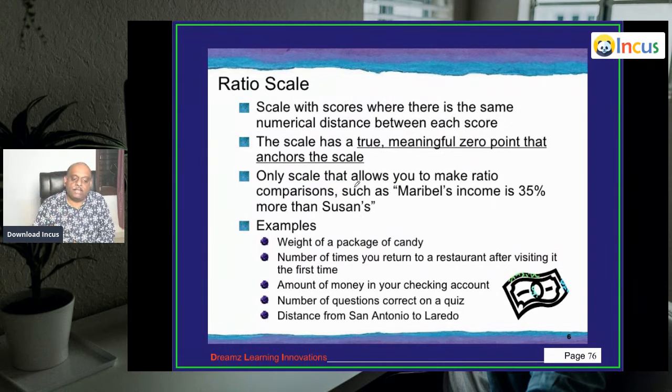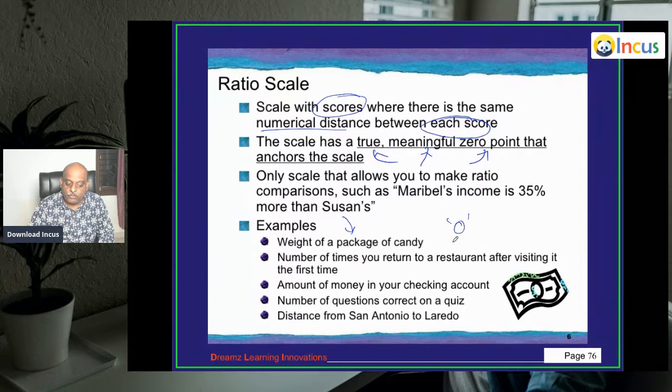Then ratio scale. Once more, it is a numerical scale with scores where there is the same numerical distance between each score, but this has a true meaningful 0 point. So what is the weight of the package of a candy? It is a true 0 point. You can make a ratio comparison, like Ramu's income is 35% more than Bhimu. That is a ratio scale.